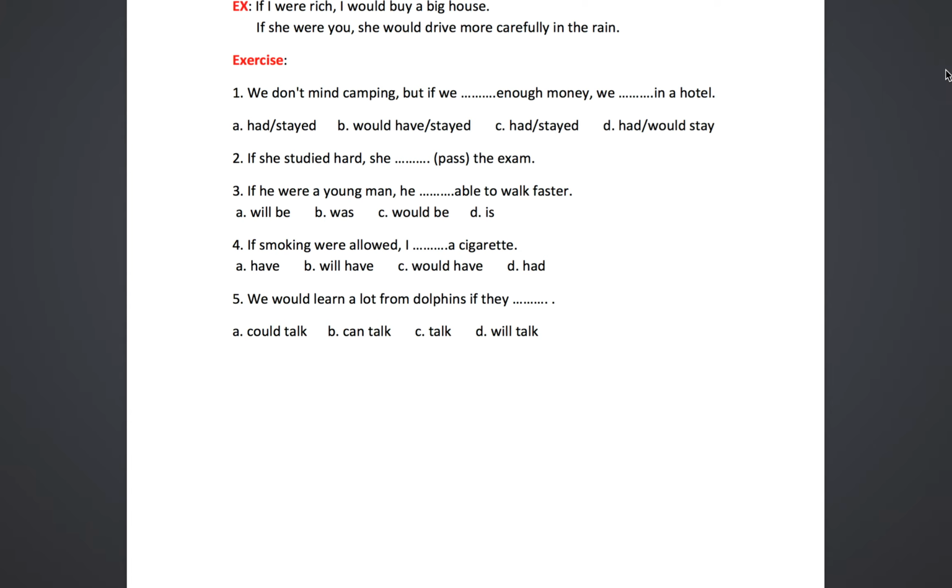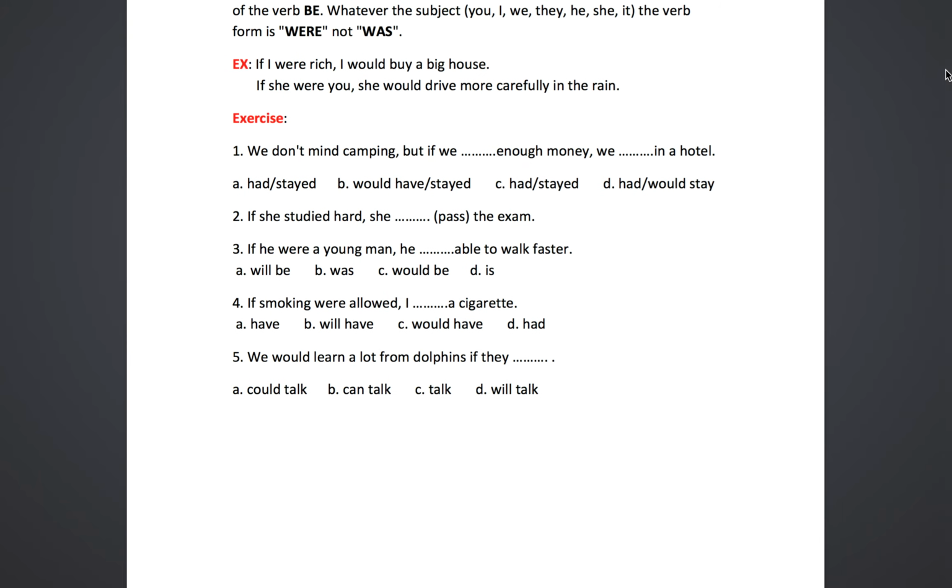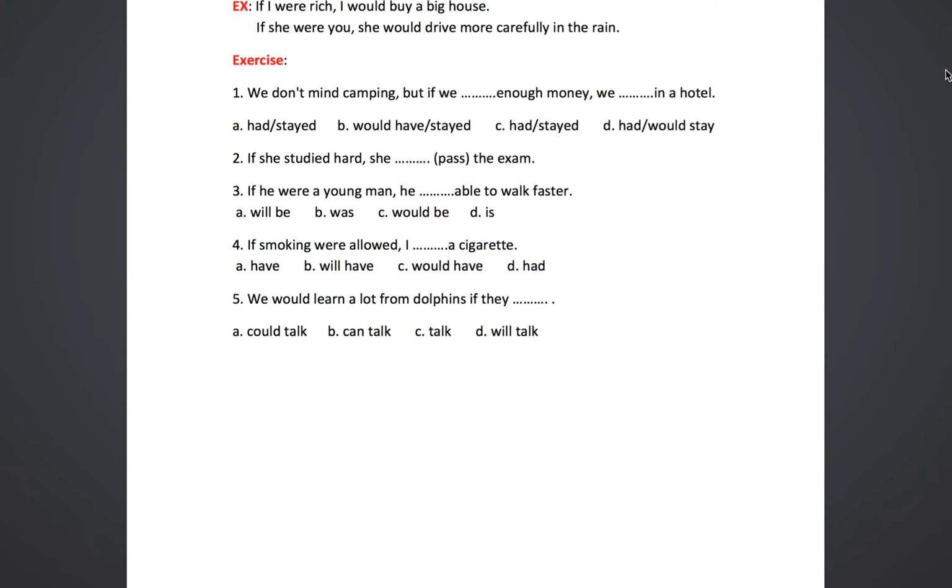Here are some exercises for you that you can practice. Let's look. We don't mind camping, but if we blank enough money, we blank in a hotel. Here are some multiple choices. Let's think for a moment and then we will answer the question. Okay, we don't mind camping, but if we... if you chose D, your answer is correct. If we had enough money, here we have the if clause, so we have to have a past simple. If we had enough money, we would stay in a hotel. We would stay, also with the past tense. So if you chose this, congratulations, you understood the lesson.